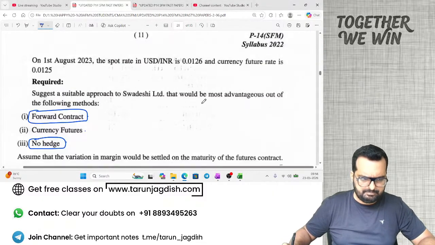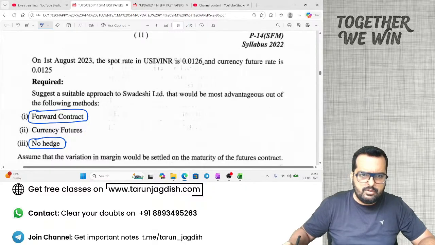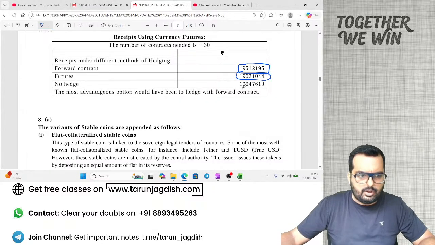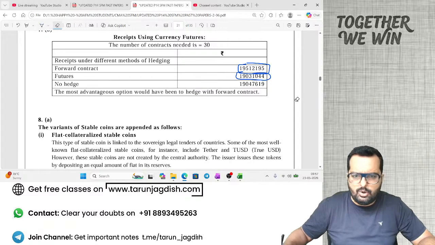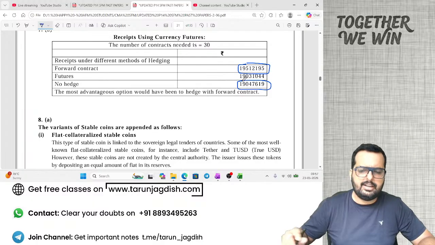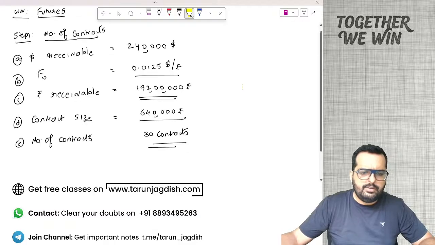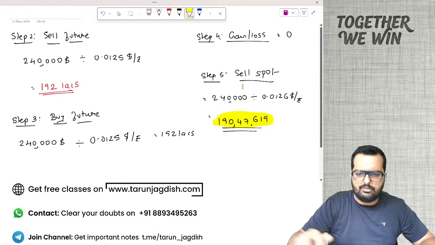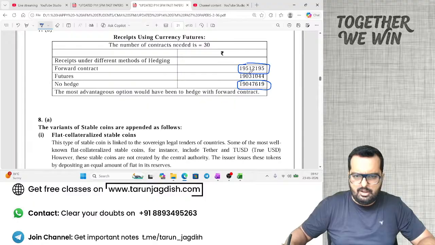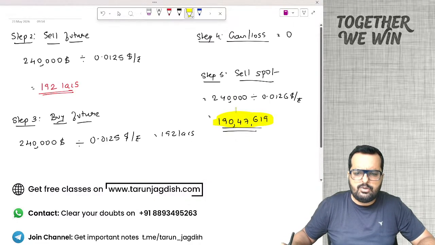Hold on. Sorry, no hedging. I took the heading wrong. No hedging is 190, 47, 619. It's exactly the same. Next one, when you go under futures, I got the answer as 190, 47, 619. 190, 31, 044 is what they have got. Here I have got 1,90, 47, 619.